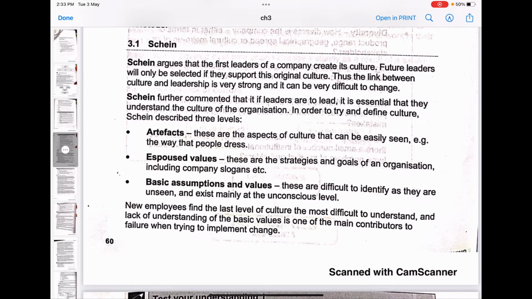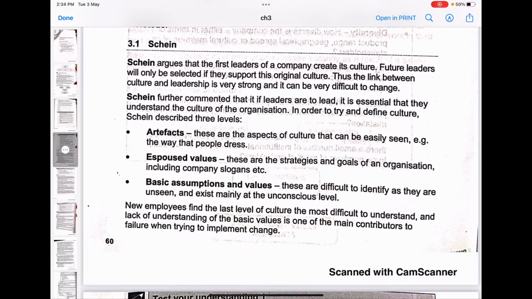Schein. So Schein argues that the first leaders of a company create its culture. Future leaders will only be selected if they support this original culture. Thus, the link between culture and leadership is very strong, as it can be difficult to change. So according to Schein, the initial owners or the first leaders of the company create the culture, and the succeeding leaders will be selected only if they accept and follow the culture which has been set by the initial leaders.